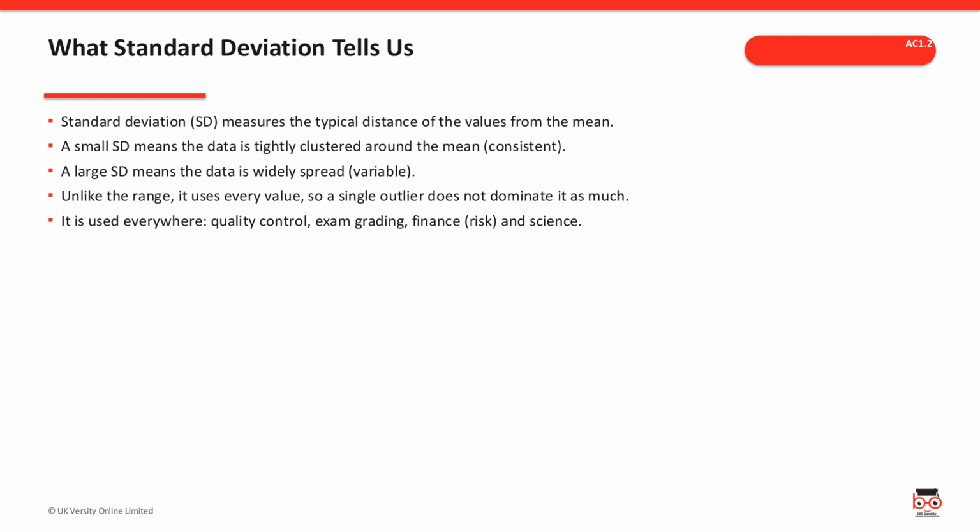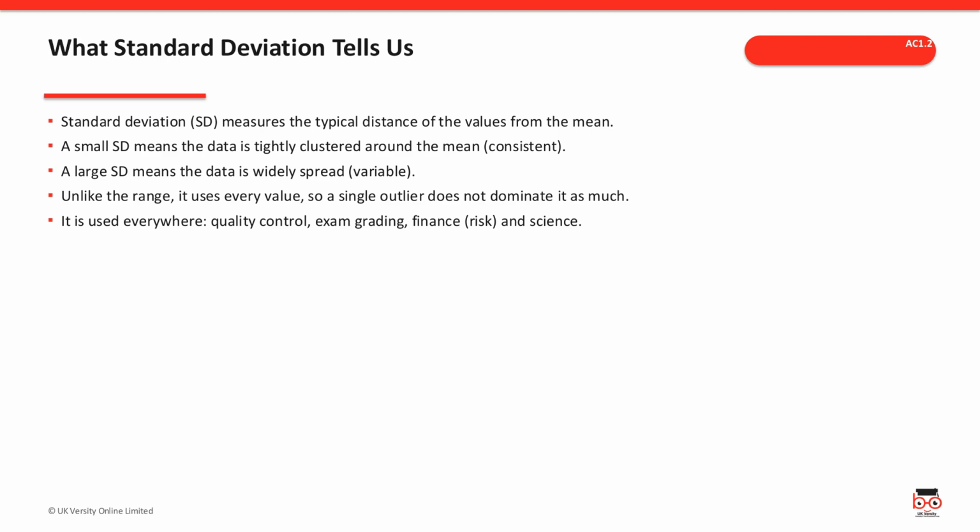Standard deviation sounds intimidating, but the idea is simple. It measures the typical distance of your values from the mean. A small standard deviation means the data is huddled tightly around the mean, nice and consistent. A large one means the values are spread out and variable.